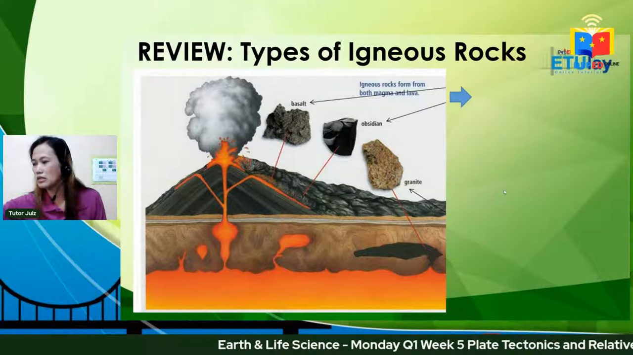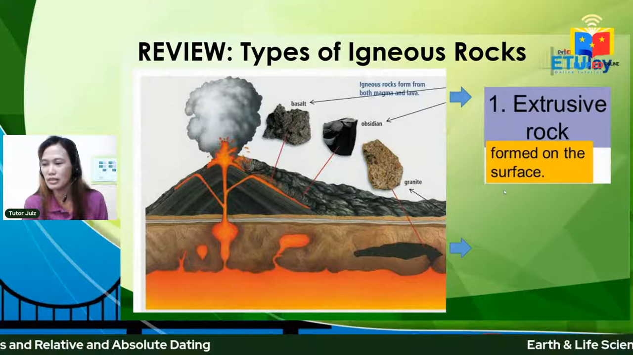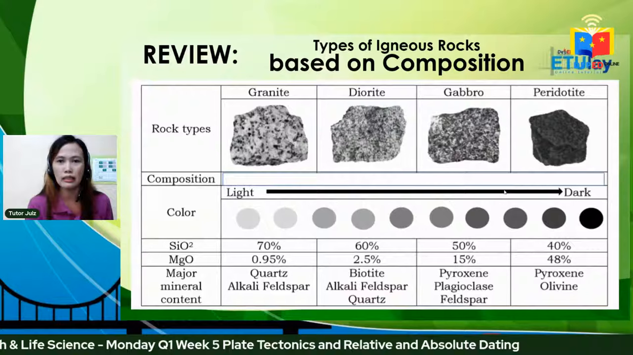Okay, that is extrusive, Echevarria. You're right, extrusive forms on the surface. And that one, the process, how about, and that is intrusive, you're right, Legaspi. Intrusive rock forms underground or plutons. So we discuss also the types of igneous rock based on the composition.